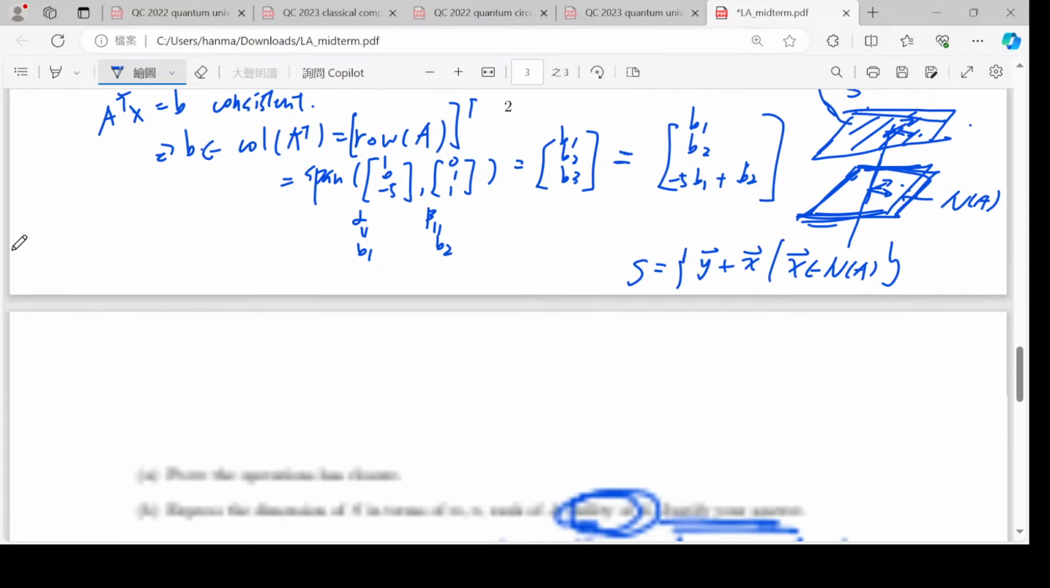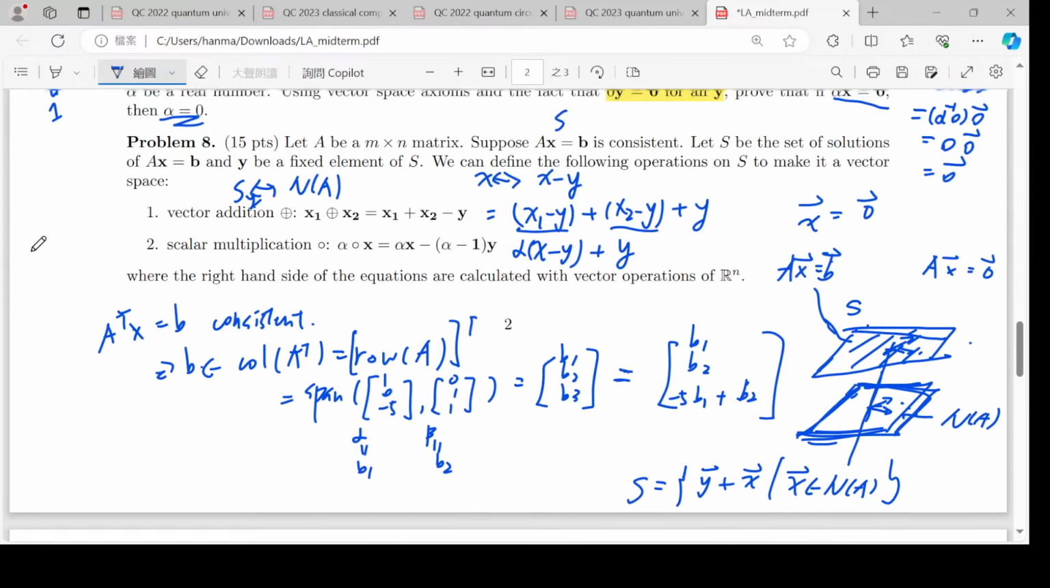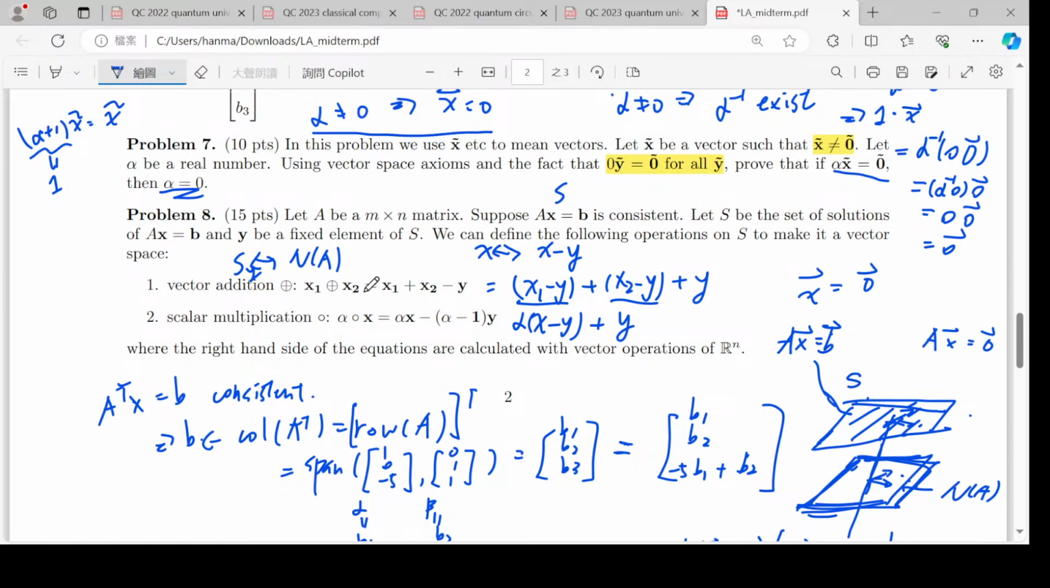But yeah, we can do a brute force check here. If we didn't find out that our space is just a shift of the null space, then we can do brute force verification of those two things. And brute force verification, if we go by definition, we just need to check that when we take two elements from S and do those operations, they are still elements of S, and so what we need to do is check that Ax is equal to B.